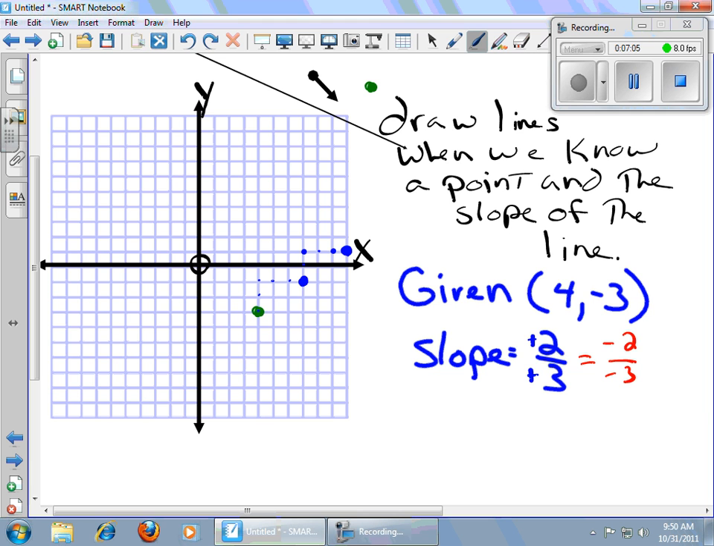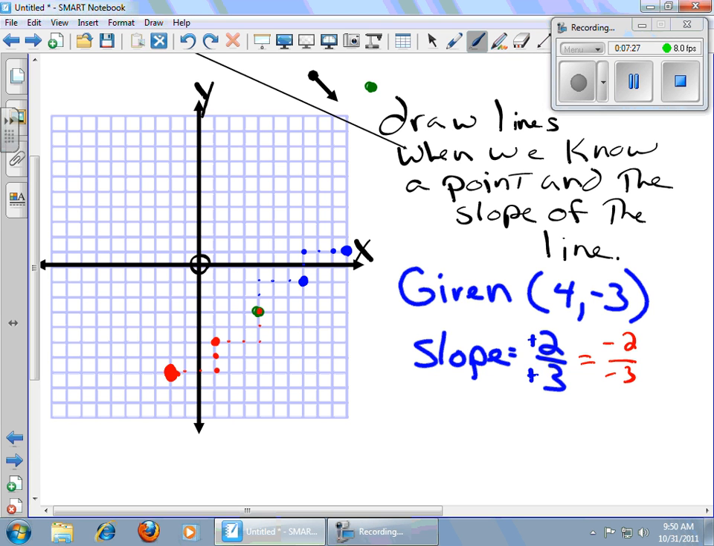Sure it is. If that's the case, I can go back to my original point and I can count down 1, 2, and then left 3: 1, 2, 3. And look at this. Do you agree that those 4 points are on the same line? Yeah, and I can continue to do that. From the red point, down 1, 2, and left 1, 2, 3.